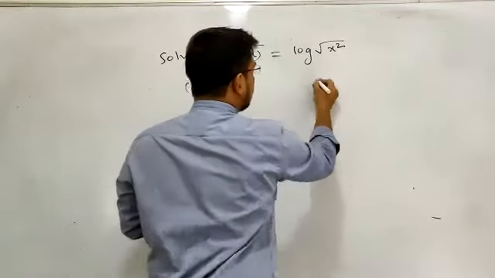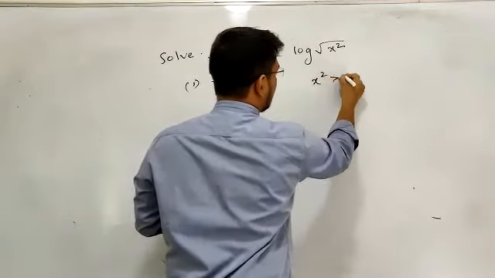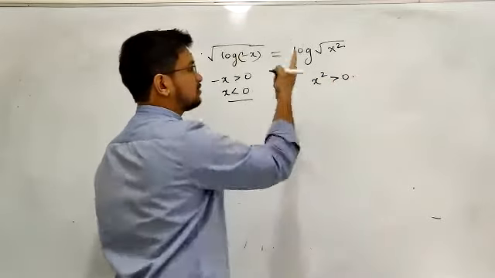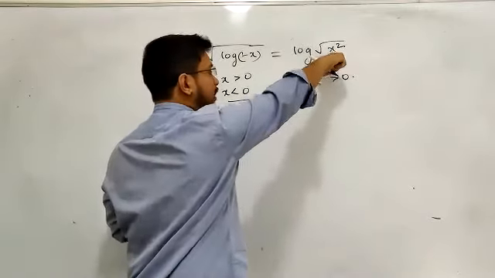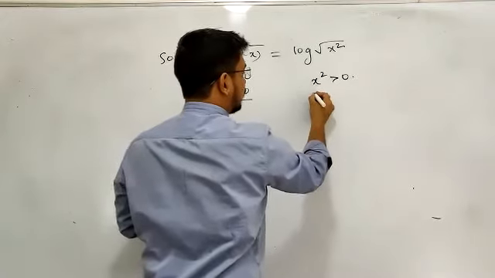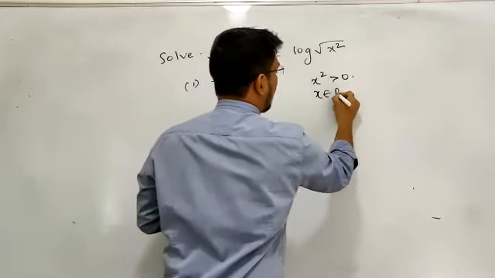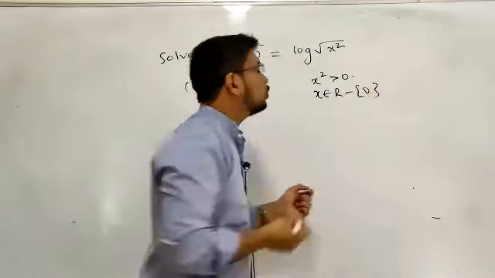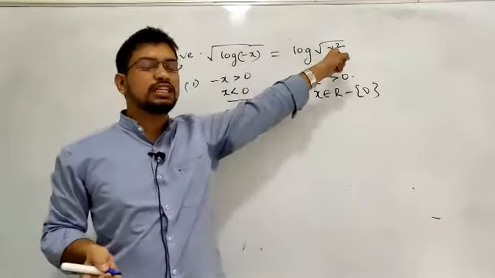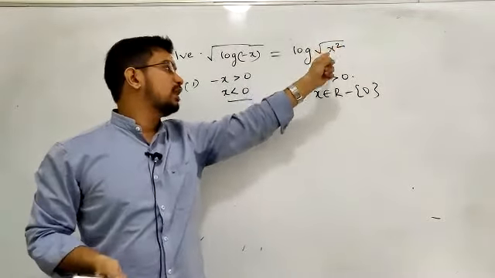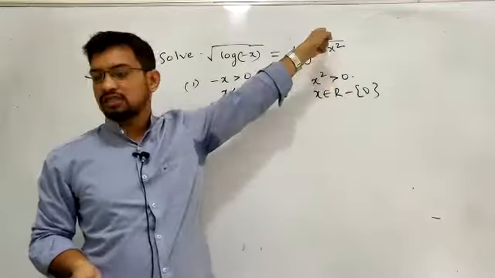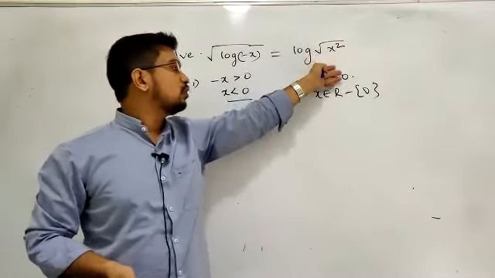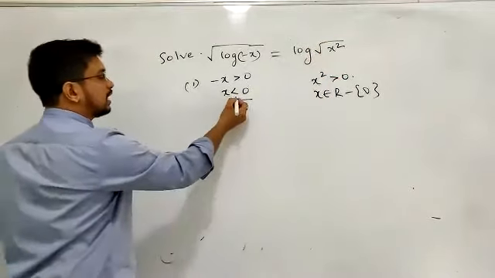And for this one, it has to be x square is greater than 0. So x belongs to R minus singleton 0. x cannot be 0. If x is equal to 0, this becomes 0. So x cannot be 0 in this case. Now this is x is less than 0.